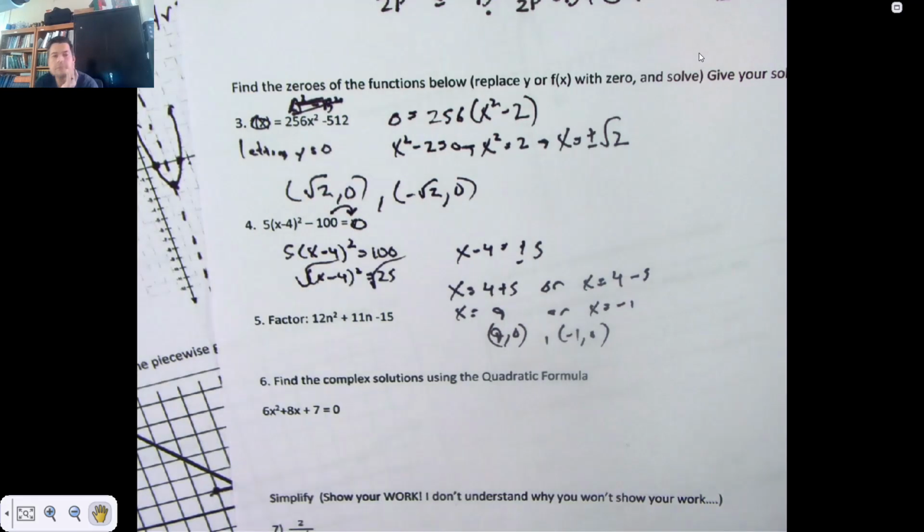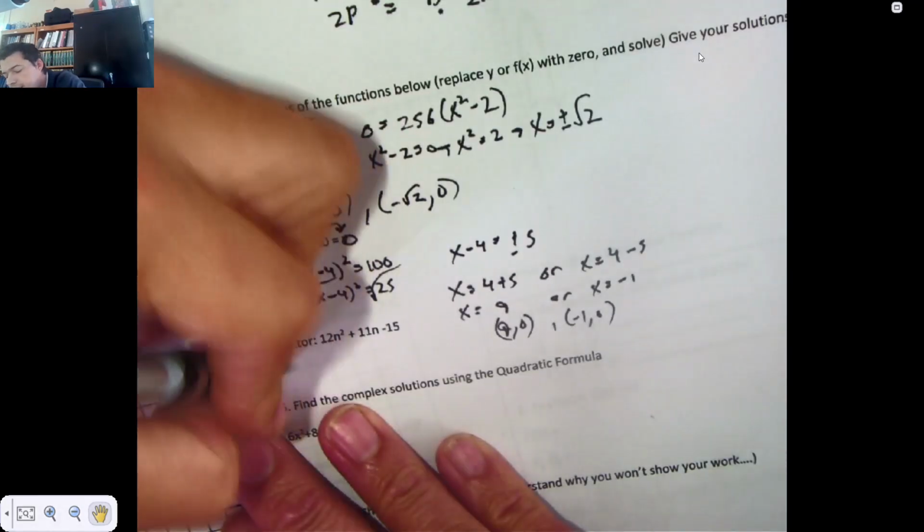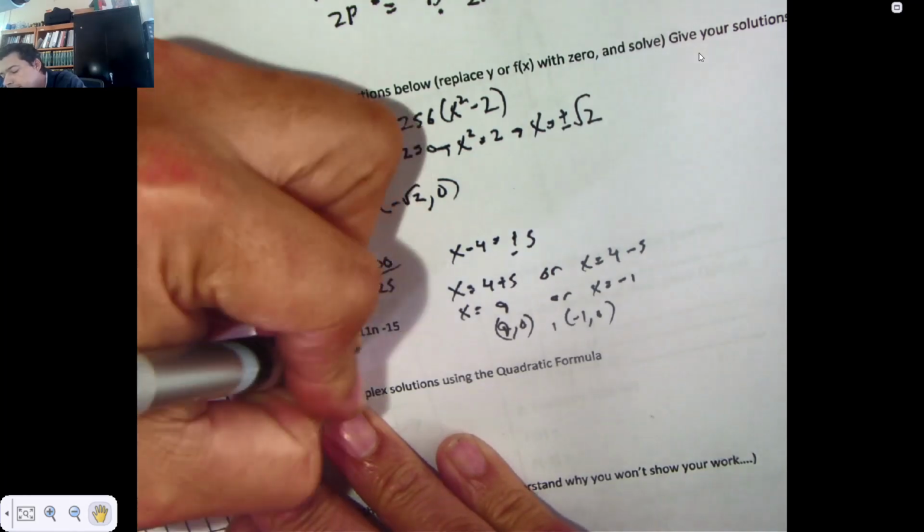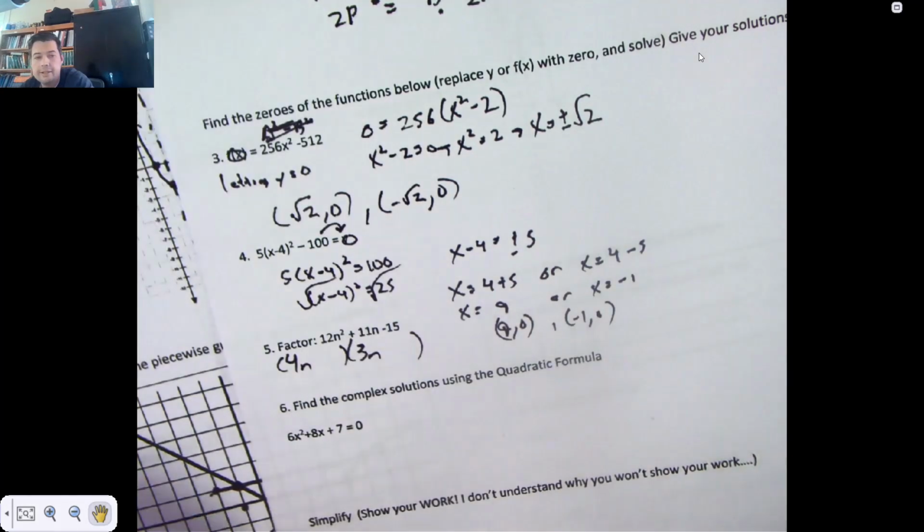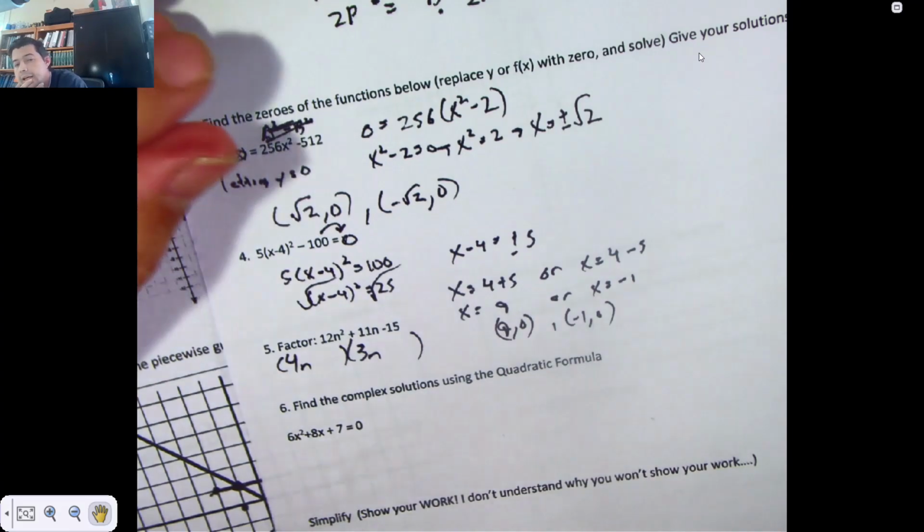Factor. So this one moves straight into factor. It's not even about zeros, it's about factoring. I'm going to guess I picked on 4n and 3n. I am too tired to do anything in my head right now. So I'm just going to guess that I picked 4n and 3n. And I'm going to guess that I picked 3 and 5.